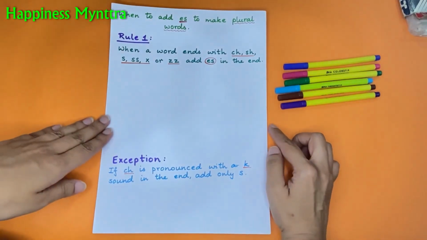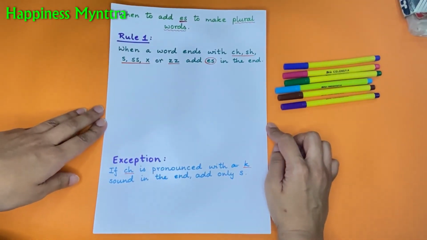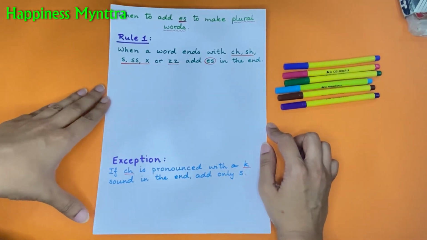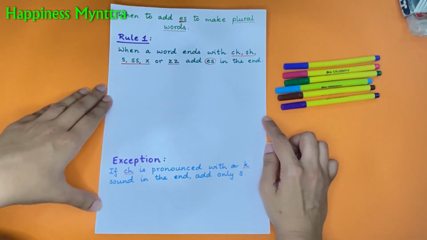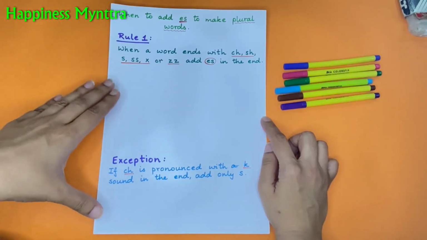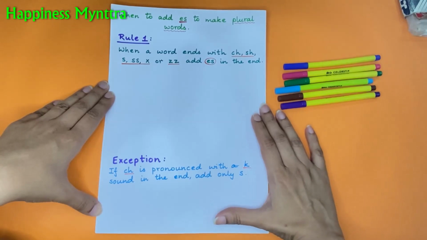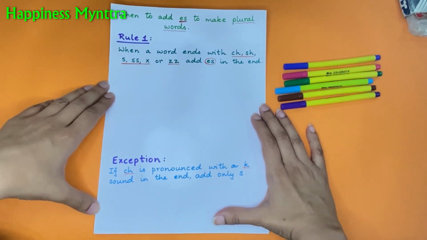Now coming to the ES rule, there is a lot of confusion that parents usually face because there are many exceptions to this particular rule, which comes in with a lot of different kinds of words. So let's see how I have explained it.